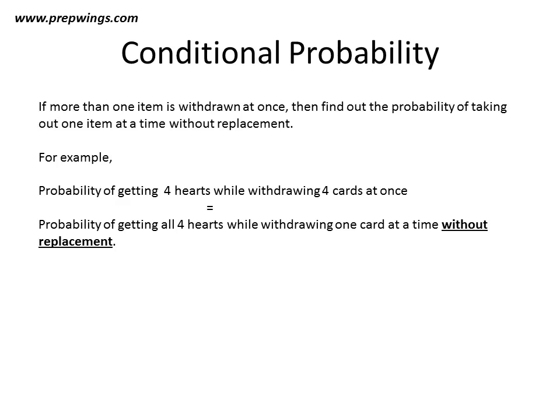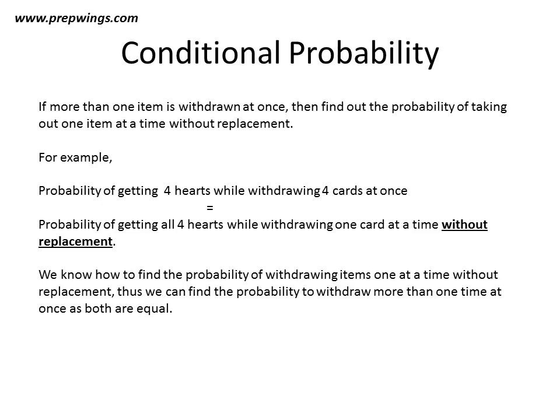So for example, the probability of getting 4 hearts while withdrawing 4 cards at once will be equal to the probability of getting all 4 hearts while withdrawing 1 card at a time without replacement. So now we know how to find the probability of withdrawing items one at a time without replacement. Thus we can find the probability to withdraw more than one item at once, as both are equal.